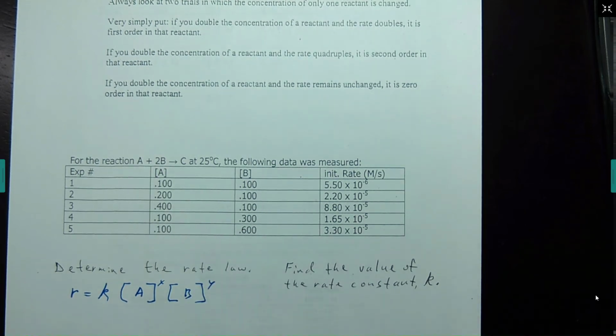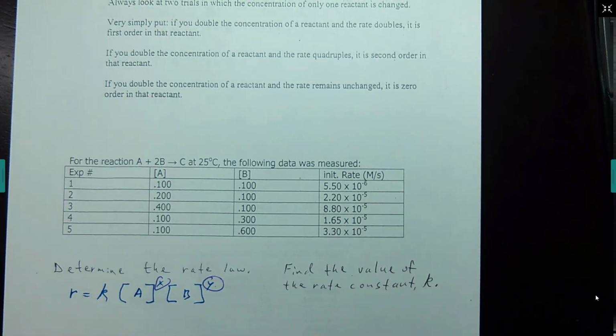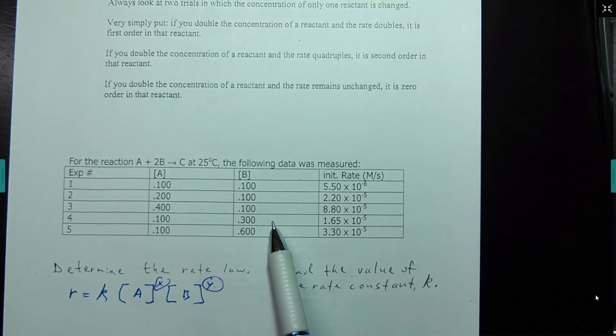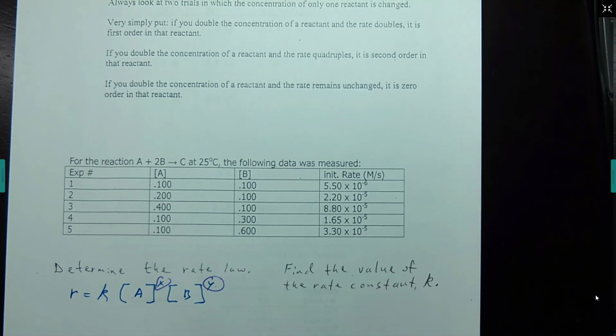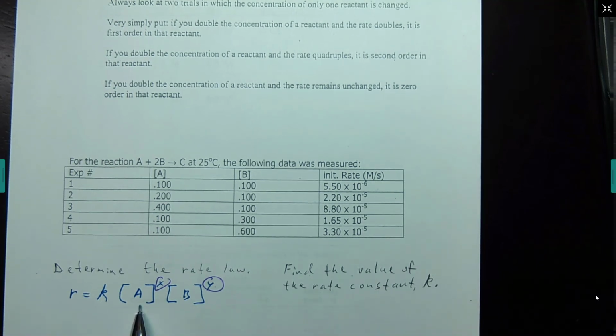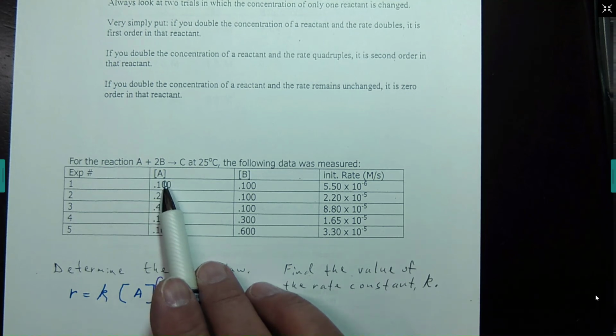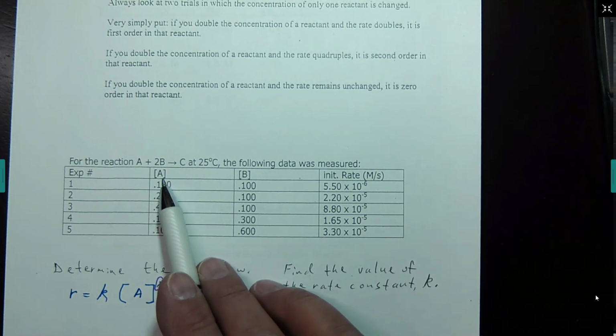Hey, when they say determine the rate law, they're saying, what is that number? What's the order in A? What is that number? What's the order in B? Okay, to do that, you got to look at the tables. Now, if we go for the order in A, I want to find out how sensitive the rate is to this concentration of A.